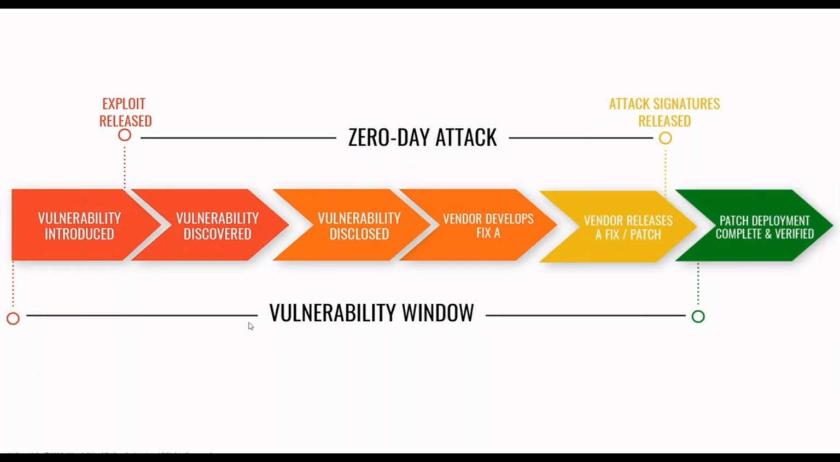So the vulnerability window is from the time that the vulnerability is being introduced or discovered by some attacker to the time that we have a patch that we actually applied. So this is called a zero-day attack. From the time that we have the exploits being released to the time that the attack signature is being released. That's a zero-day attack. It can be used by itself to bring down your services, or it can be used to actually launch another attack.